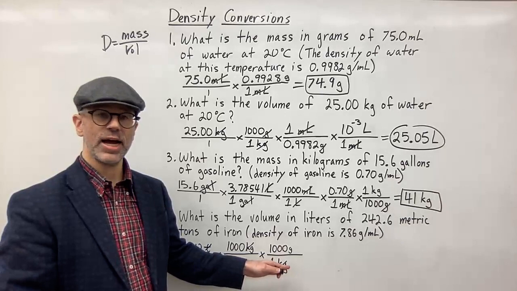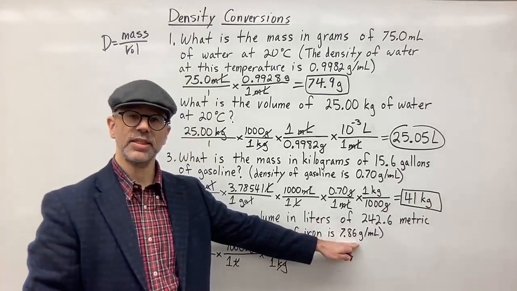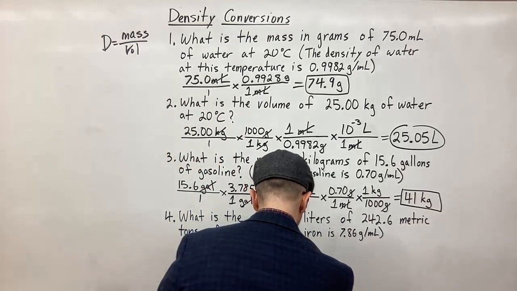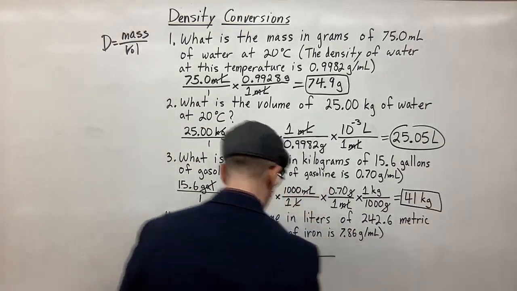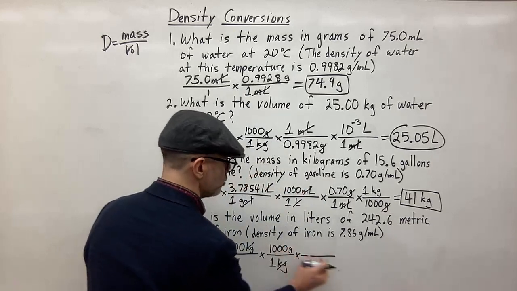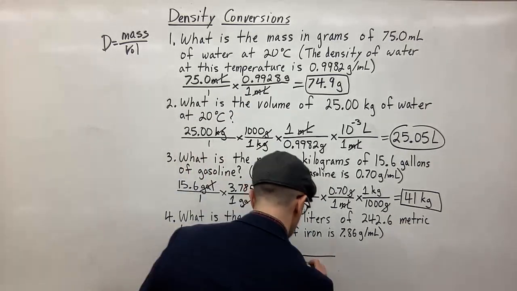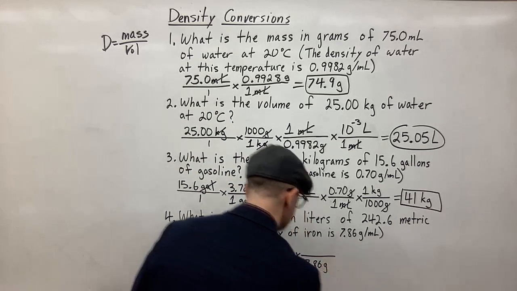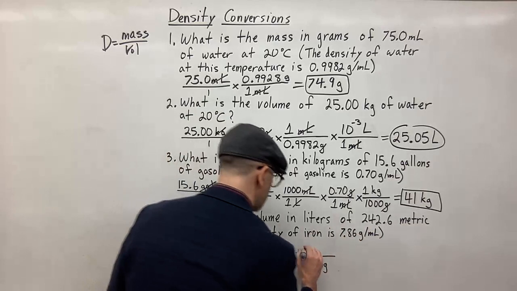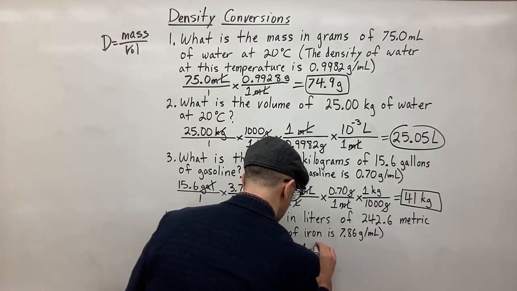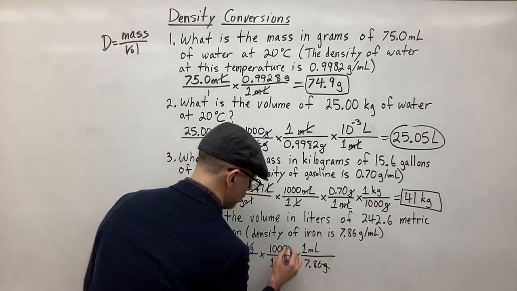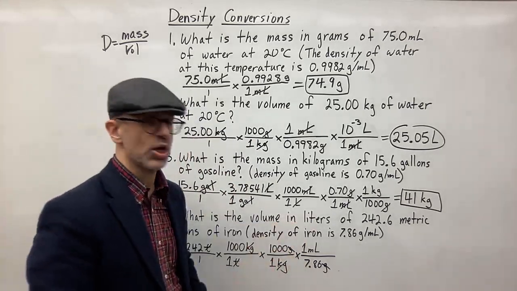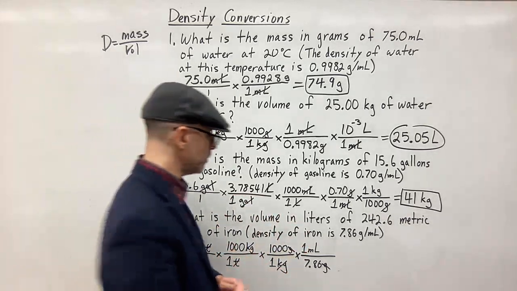So now that I have grams, I can use the density to convert grams to milliliters. So let's go ahead and do that. Okay, so I have grams on top. So I'm going to want grams on the bottom to cancel out. So that's going to be 7.86 grams on the bottom and 1 milliliter on top. So grams now cancels out. Now I have milliliters. And what are they asking me for? What is the volume in liters? So I just need one more step to convert milliliters to liters.